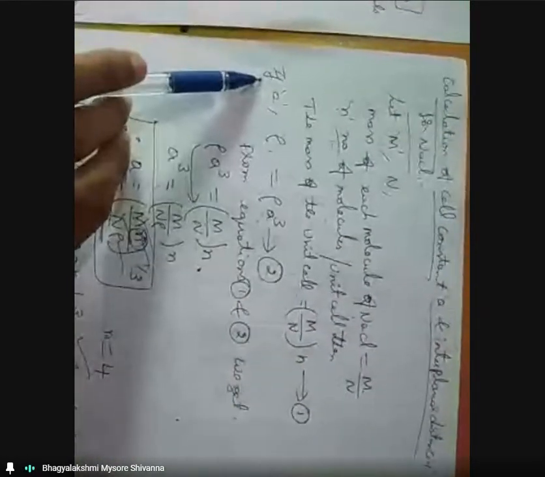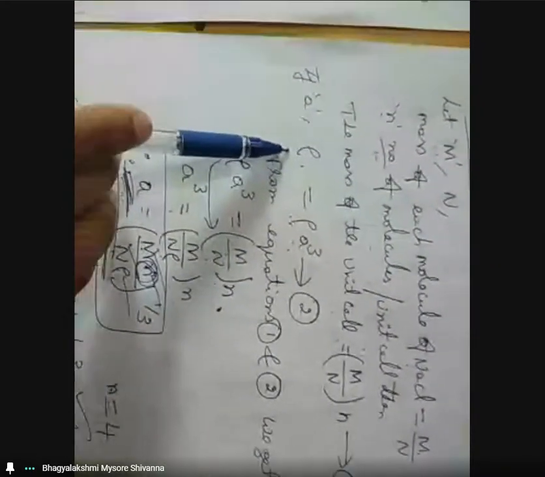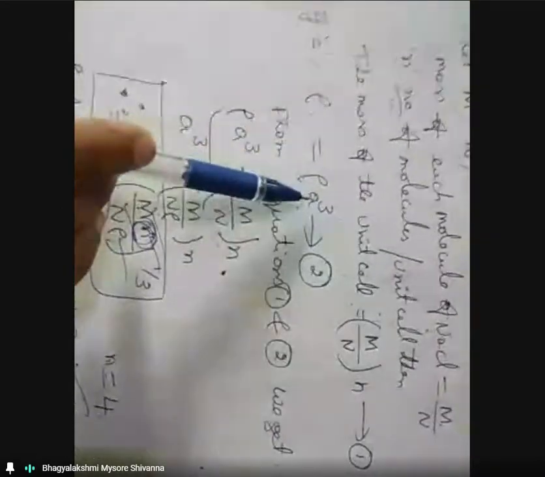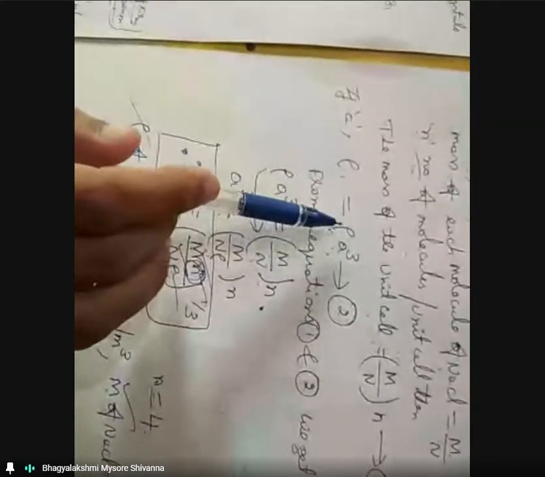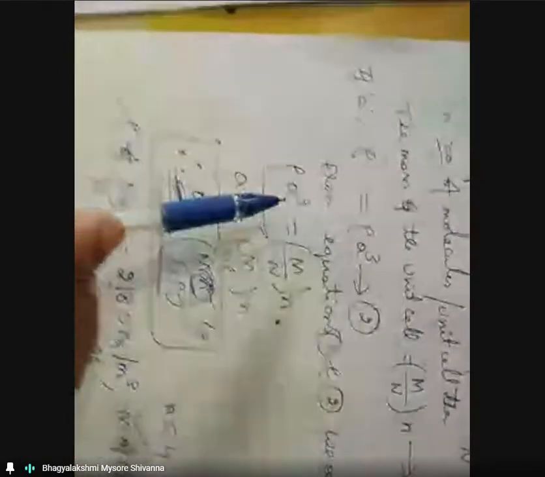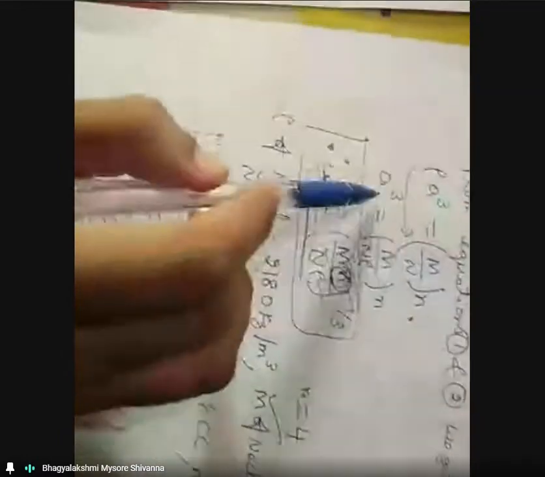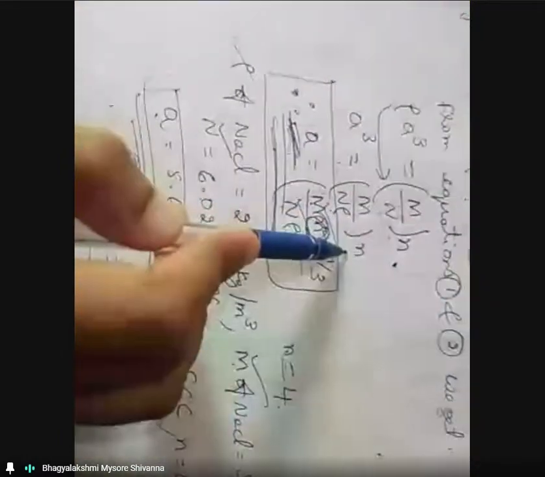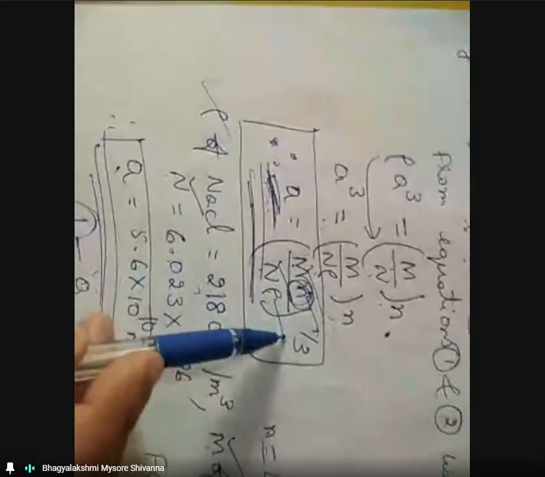If A is the edge of the cube, and rho is the density, then the mass of the unit cell is equal to rho into A cube. Why? Because mass should be equal to density into volume. Density is rho, volume is A cube. Compare equation 1 and 2. We get rho A cube is equal to M by N into n. Just rearrange the terms: A cube is equal to Mn by N rho. Take the cube root: A is equal to (Mn by N rho) whole power 1 by 3.